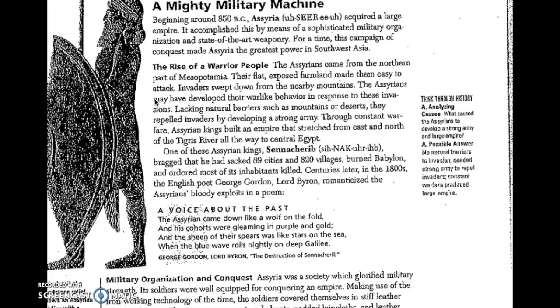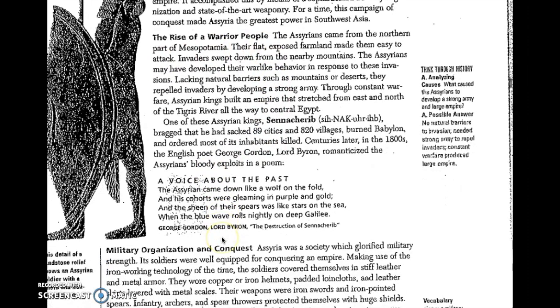One of the Assyrian kings, Sennacherib, bragged that he had sacked 89 cities and 820 villages, buried Babylon, and ordered most of its inhabitants killed. Centuries later, in the 1800s, the English poet George Gordon, Lord Byron, romanticized the Assyrians' bloody exploits in a poem, "A Voice About the Past."